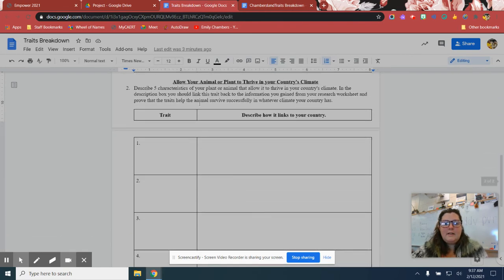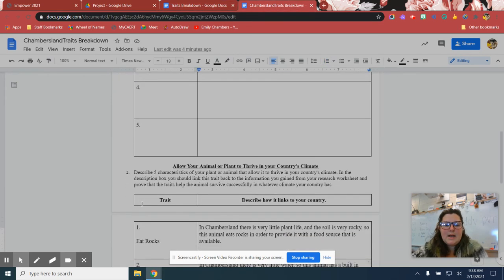The other category is to allow your plant or animal to thrive in your country's climate. Remember, climate is one of the big things we talked about with the struggle of undeveloped countries, because they have extreme climates or environments. It's really hard for plants or animals to survive. So what are some things your animal has? Describe 5 characteristics of your plant or animal that allow it to thrive in that country, to be very successful there. In the box, make sure you describe how this trait links back to the information you researched about your country.